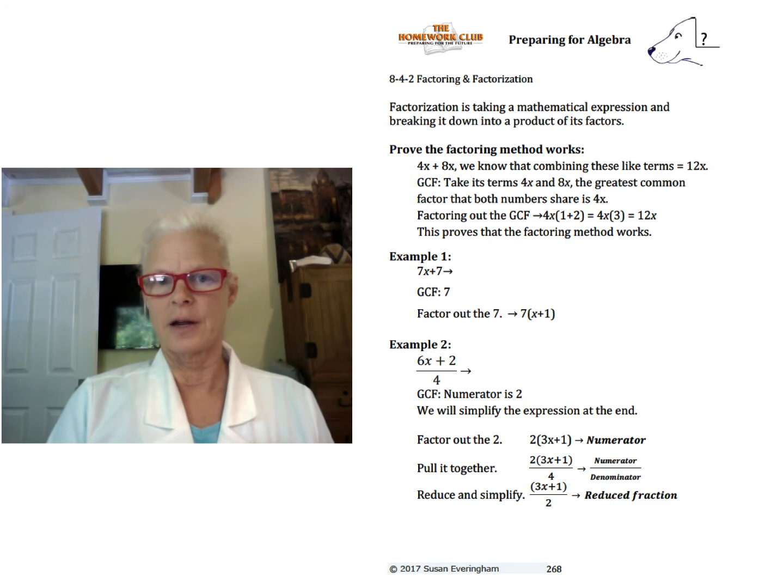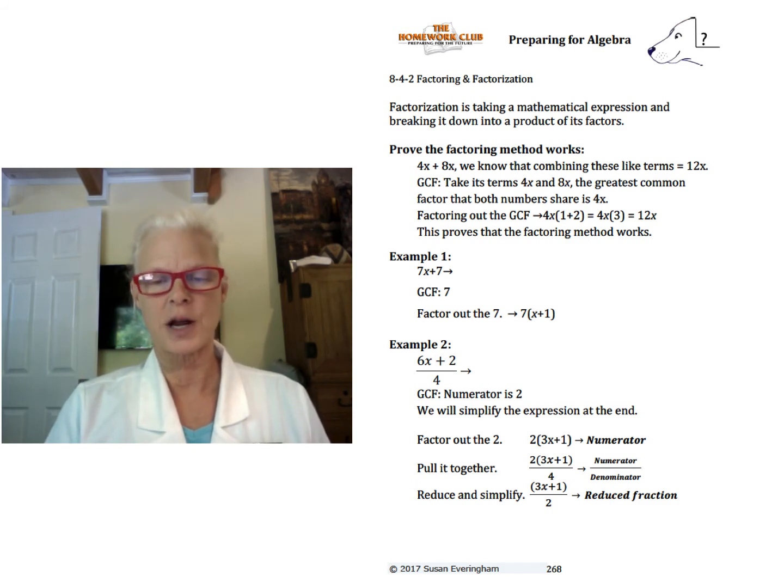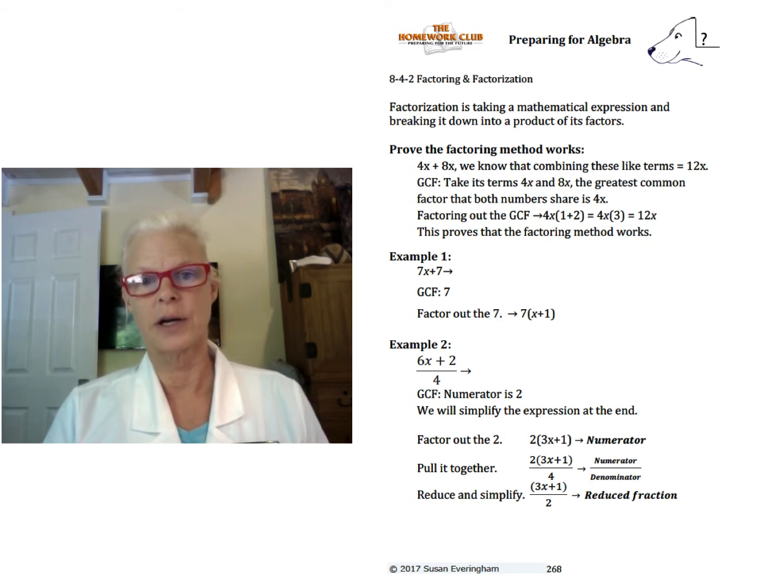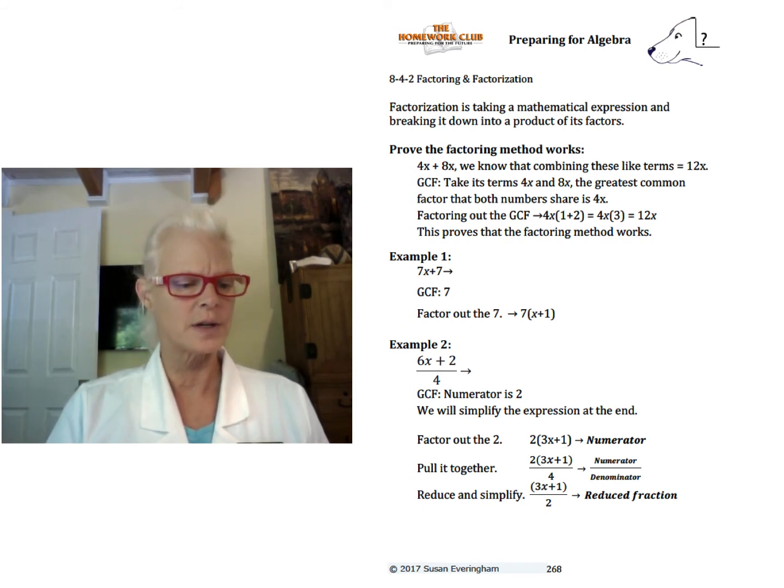Now, if you look back at the expression 4x plus 8x, you have to ask yourself, what is the greatest common factor here? And the fact is that 4x is the greatest common factor. It's shared, with 4x as 1 and 8x as 2, leaving us with 4x times 1 plus 2. 4x times 3 equals 12x, thereby proving it. So let's go on to example number 2.